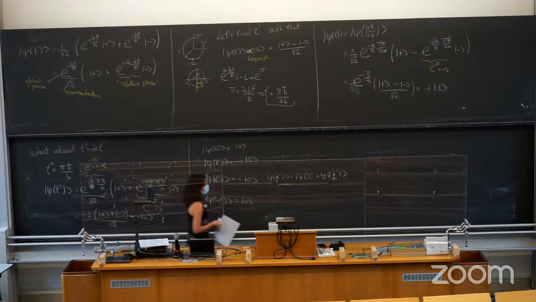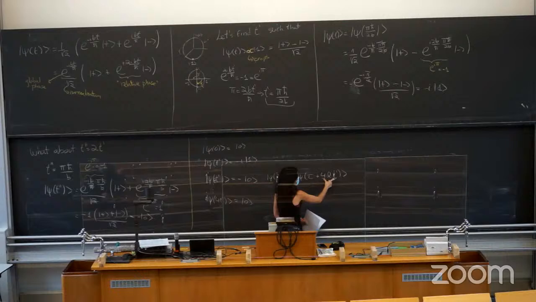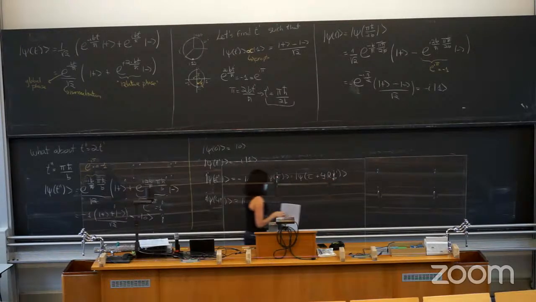Right, so it works a bit like a clock. If I want to know what shows on the clock tomorrow at this time, well, I know that it has a cycle of 12 hours, so I can remove that. And the cycle here is 4 t prime. Okay.